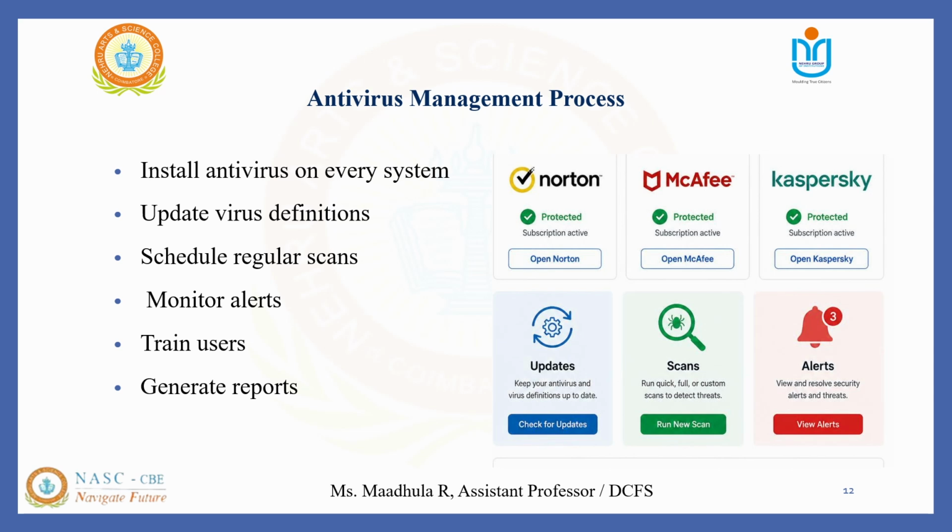Next, we are going to talk about the antivirus management process. Effective antivirus management involves several things. Organizations should install antivirus software on every computer, virus definitions should be updated regularly, and scheduled scans should be performed to detect threats. Administrators should monitor security alerts, educate users about safe computing, and generate reports to track security status. These activities ensure better protection against malware in an organization.